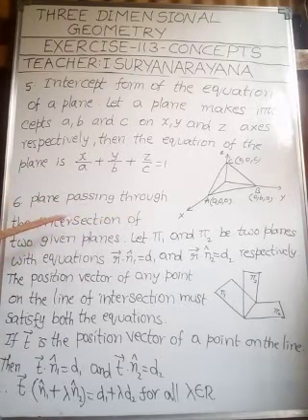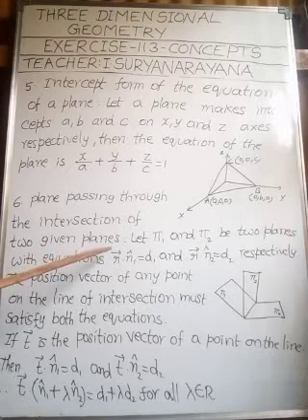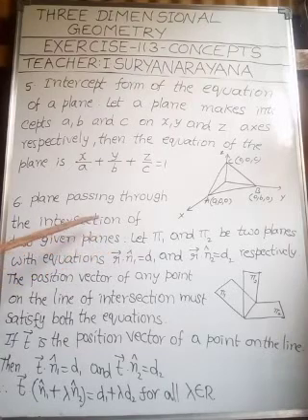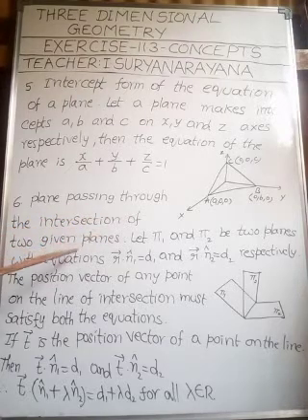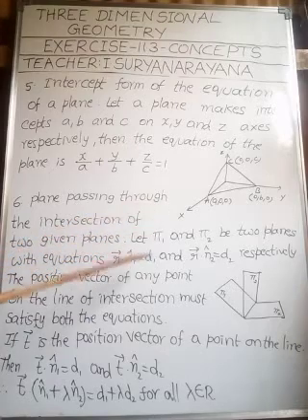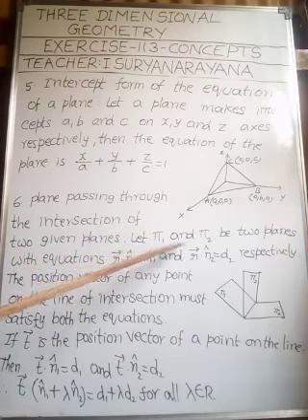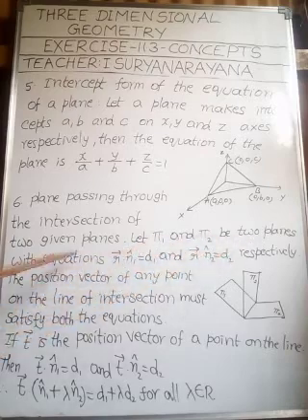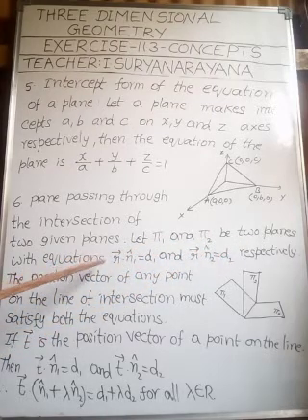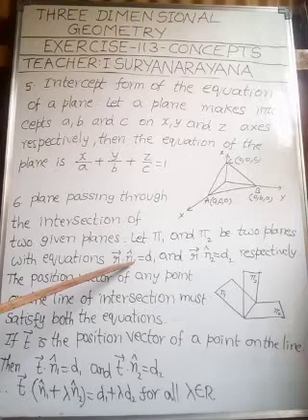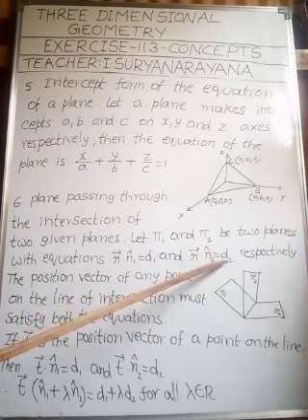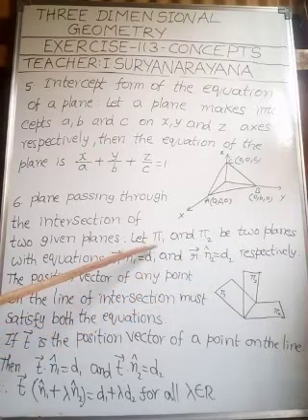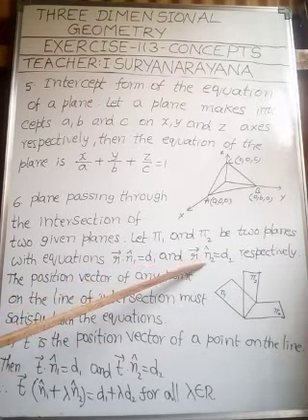Now come to the sixth point. Plane passing through the intersection of two given planes. In this point we discuss the equation of a plane passing through the intersection of two given planes. Okay, my children. Right. Let pi 1 and pi 2 be two planes with equations r bar dot n1 cap is equal to d1 and r bar dot n2 cap is equal to d2 respectively. This is the equation of the plane pi 1 and this is the equation of the plane pi 2.